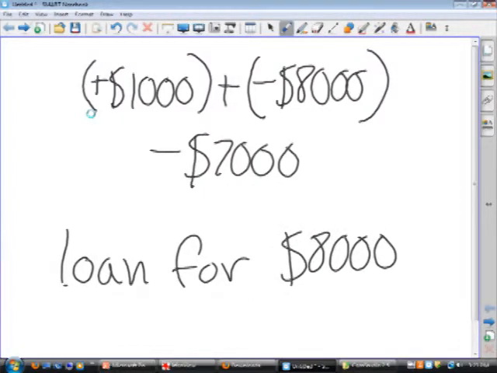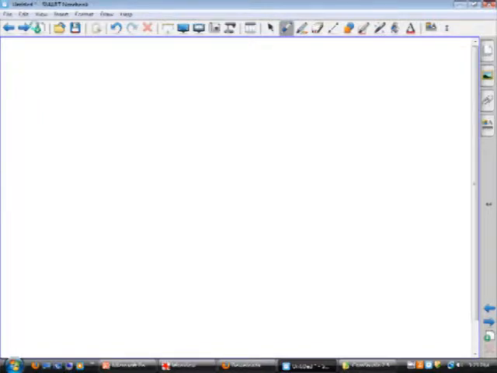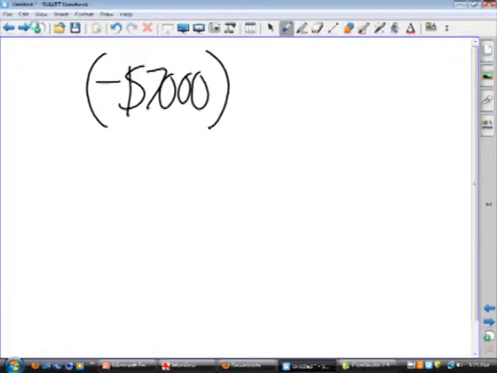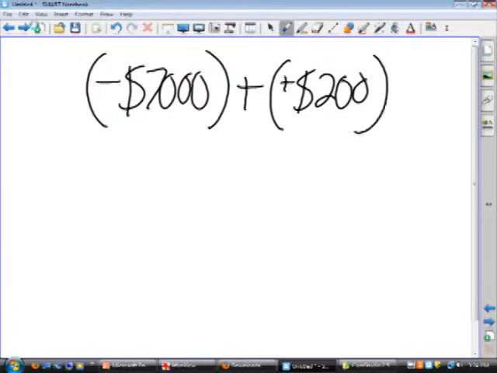Okay. So our next problem is going to be whenever you have a payment. So now that you have a loan, you have to make a monthly payment. If your monthly payment is $200, how much do you still owe after 1 month? So we have our $7,000 loan. So since you owe the bank $7,000, it's negative. And we're going to add the $200 payment. So you are still going to owe the bank $6,800. So that is negative. Okay.